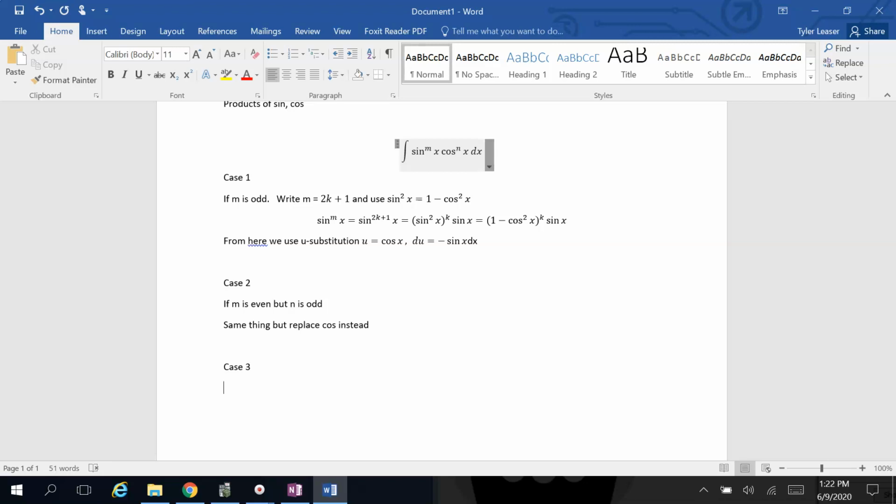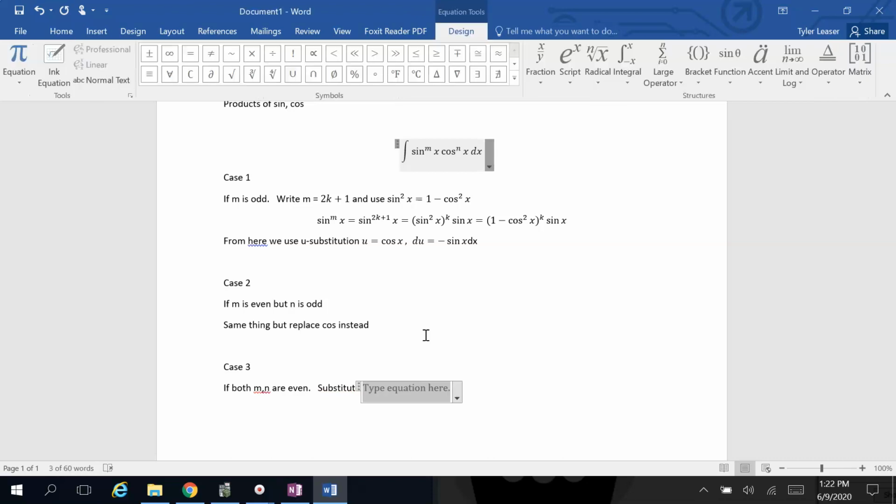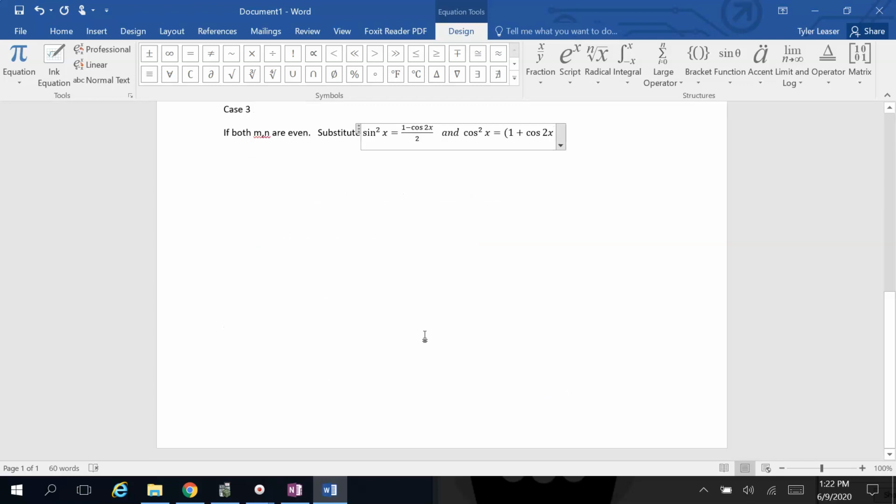So finally, case 3. What happens if both the m and the n are even and we do not have an odd exponent anywhere? If this is the case, we're still going to do a trig substitution, and it's kind of a weird one. We're going to use this trig substitution; I guess there's two of them. Sine squared of x is equal to 1 minus cosine of 2x, all divided by 2. And we're going to use cosine squared of x is equal to 1 plus cosine of 2x, all divided by 2.